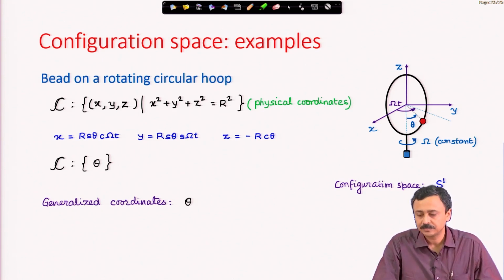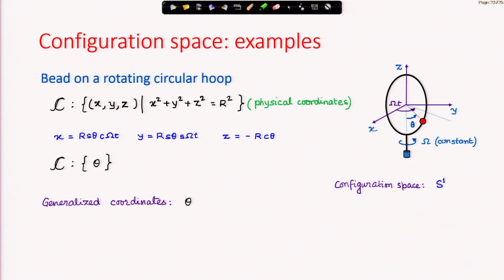S1. Generalized coordinates only theta, and therefore, we have only one degree of freedom. We do not have any control on time, even though we require that time to exactly locate the bead, but time is not a coordinate which we can fix. So, therefore, degree of freedom of this system is 1.